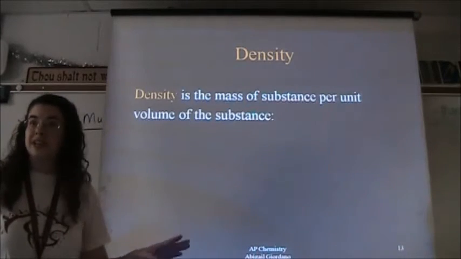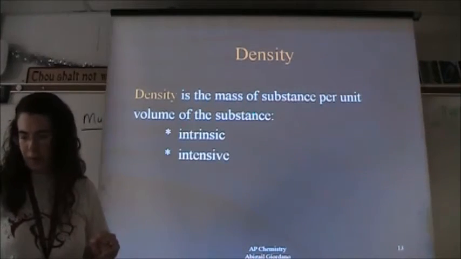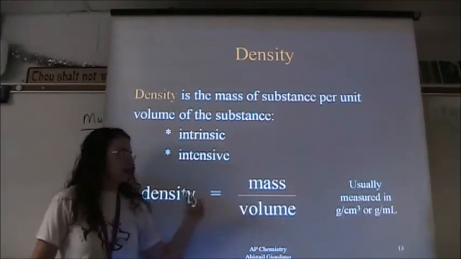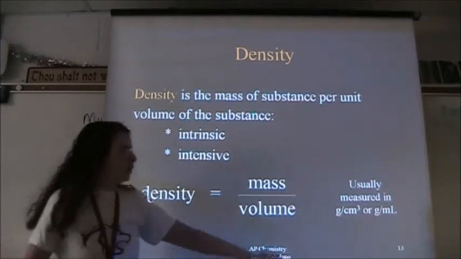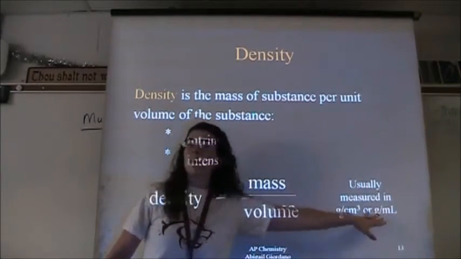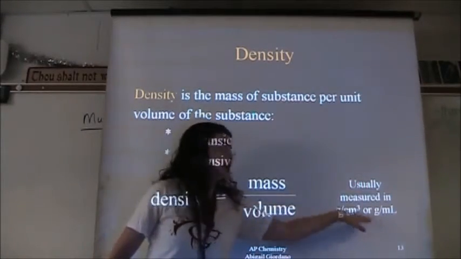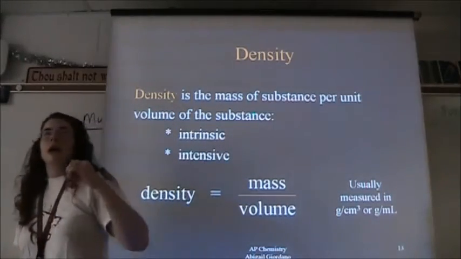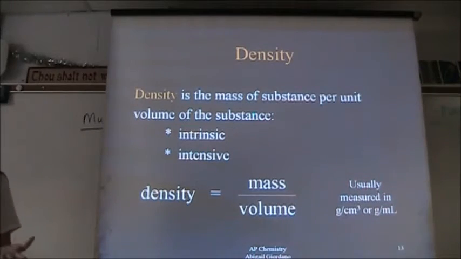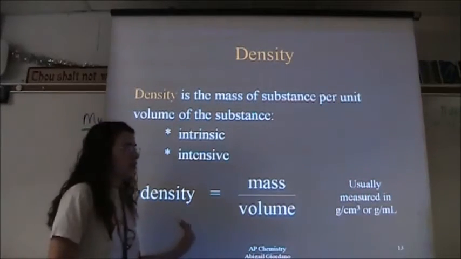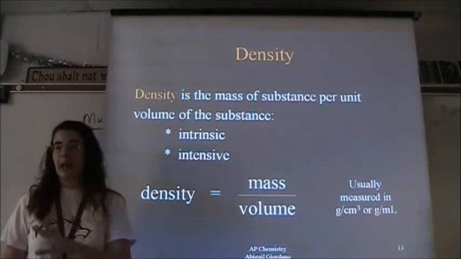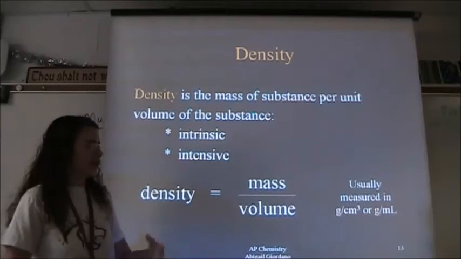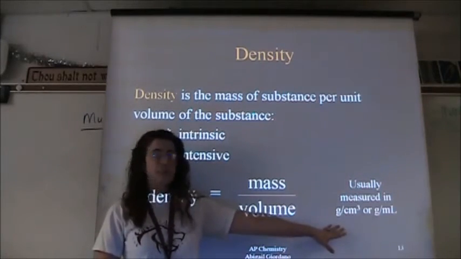All right, let's talk density. Hopefully from Chem 1 you remember this formula, okay? Mass divided by volume, okay? These are the most common units for density, okay? Grams per cubic centimeter, grams per milliliter. But technically speaking, density can be expressed in any unit of mass per any unit of volume. All right, it's just these are the most common.